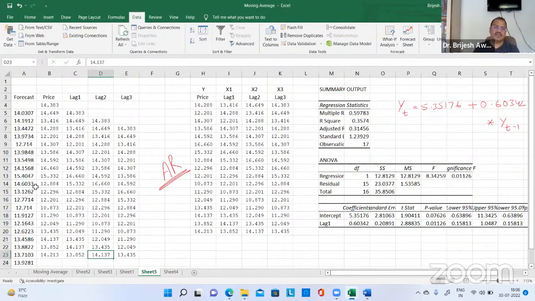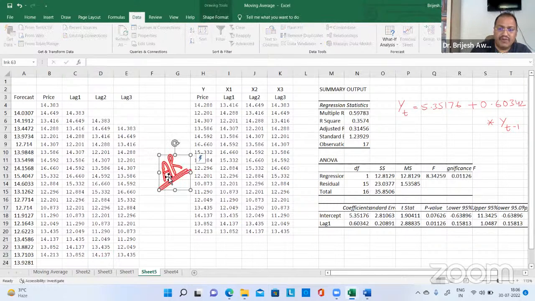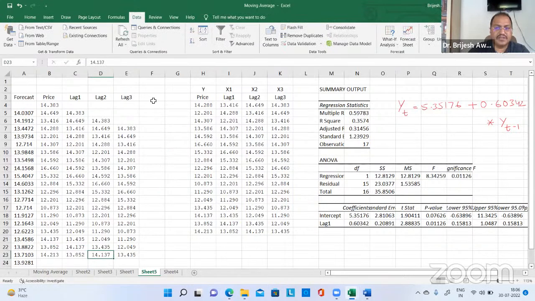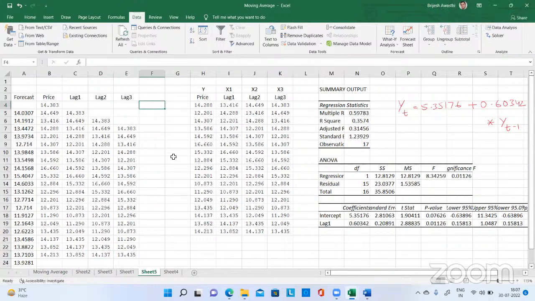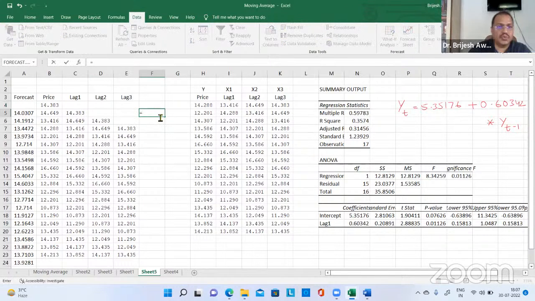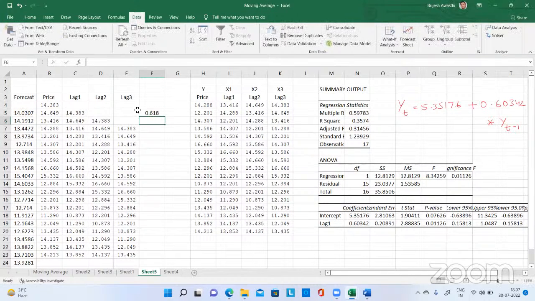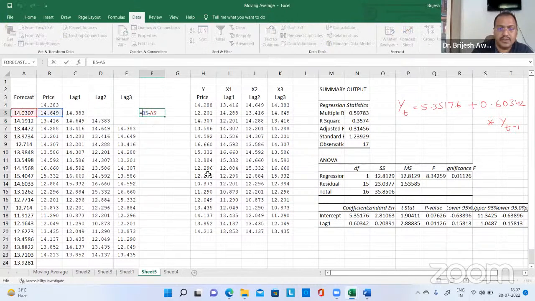You got it or not? Yes, sir. Because it depends on only one lag, there might be an error. Can we calculate error? If I want to calculate error, how will I calculate it? Expected minus observed, or observed minus expected, equals to actual minus forecast. And I'm going to make it absolute.